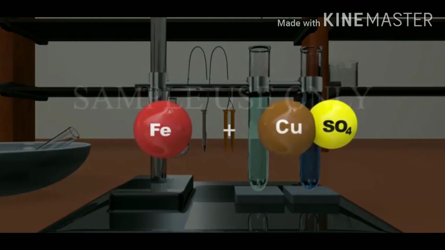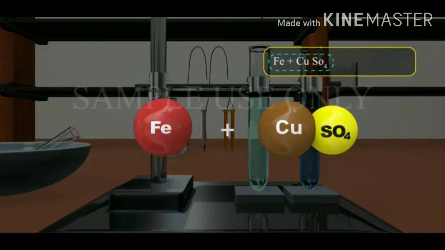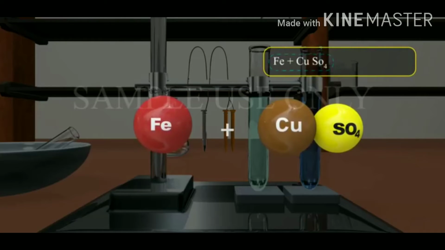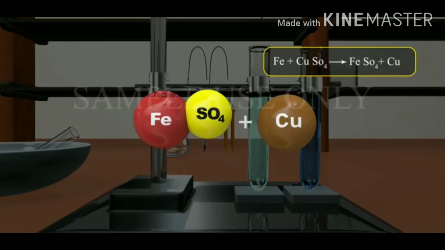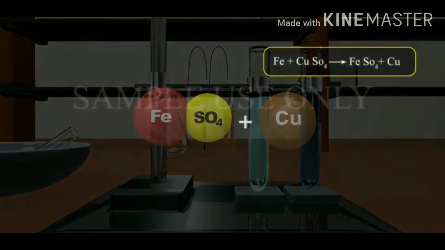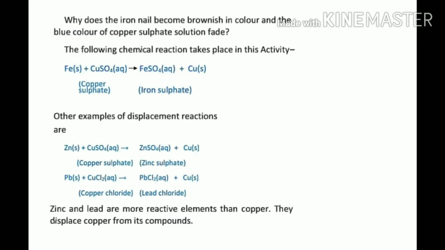When the iron reacts with the copper sulfate solution, since iron is a more reactive element than copper, the iron will now displace the copper to form the iron sulfate. That is why we can see that the iron nail becomes brownish in color and the blue color of the copper sulfate solution fades. The reaction takes place in the following way. Iron added to the copper sulfate displaces the copper, and it becomes iron sulfate.